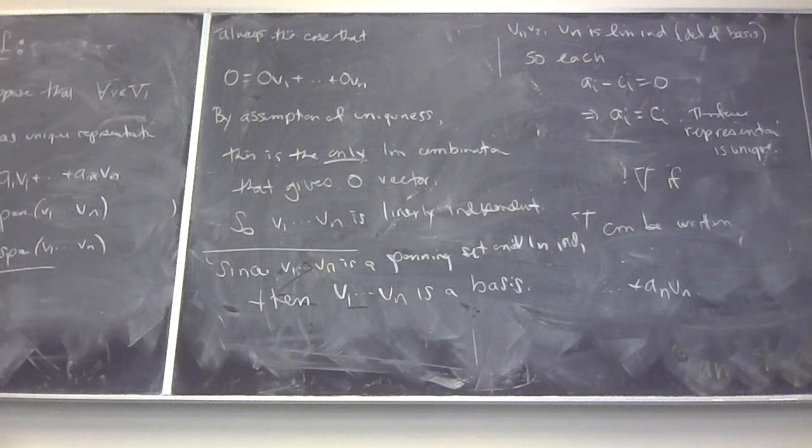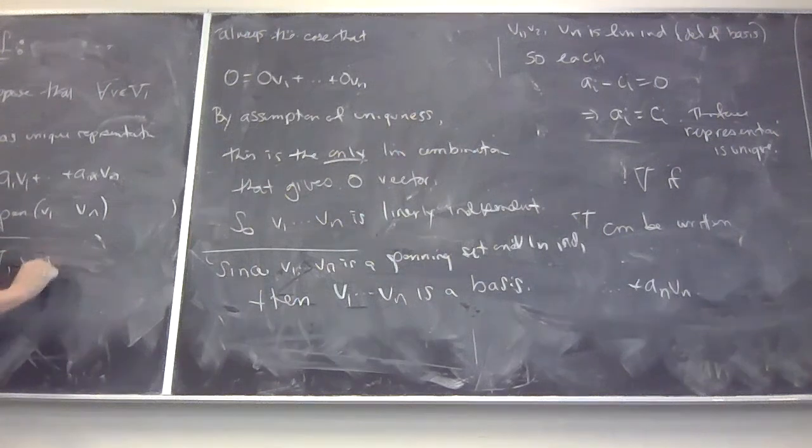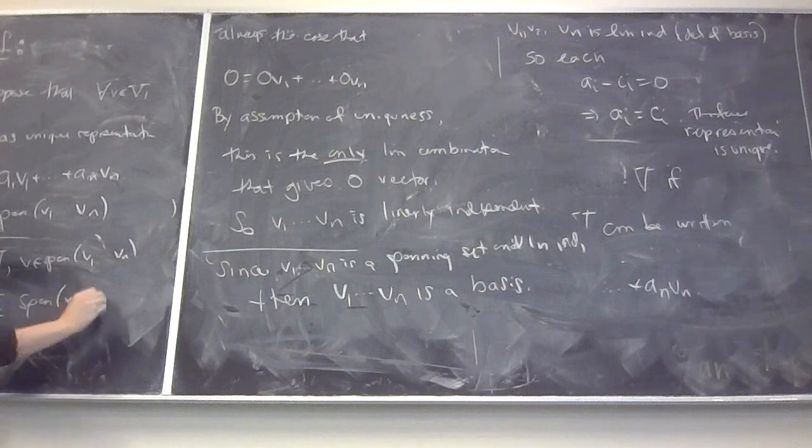So really what we'd say here is, suppose that for all v in V, v has this unique representation, right? Really what we've done here is this: for all v in V, v is in the span of v1 to vn. And what that means is that V is a subset of the span of v1 to vn, right?